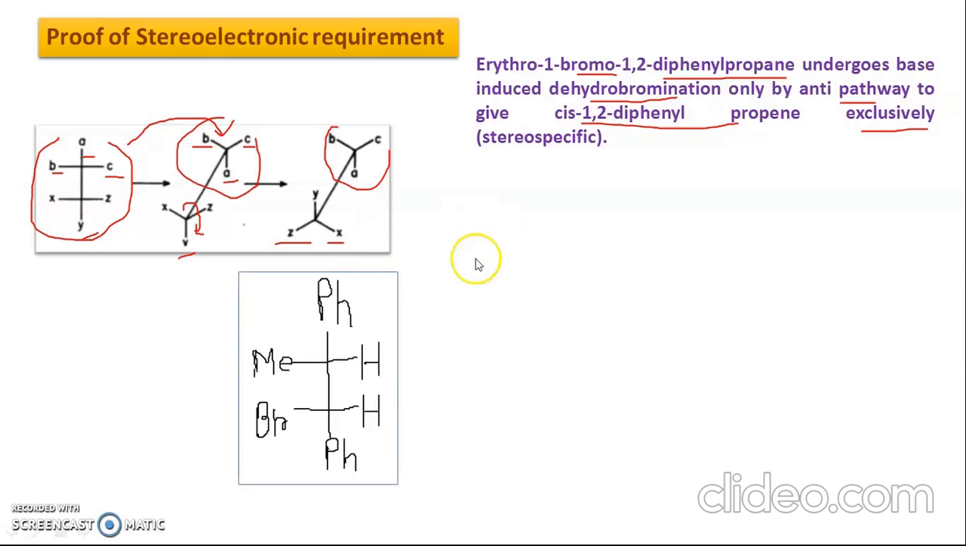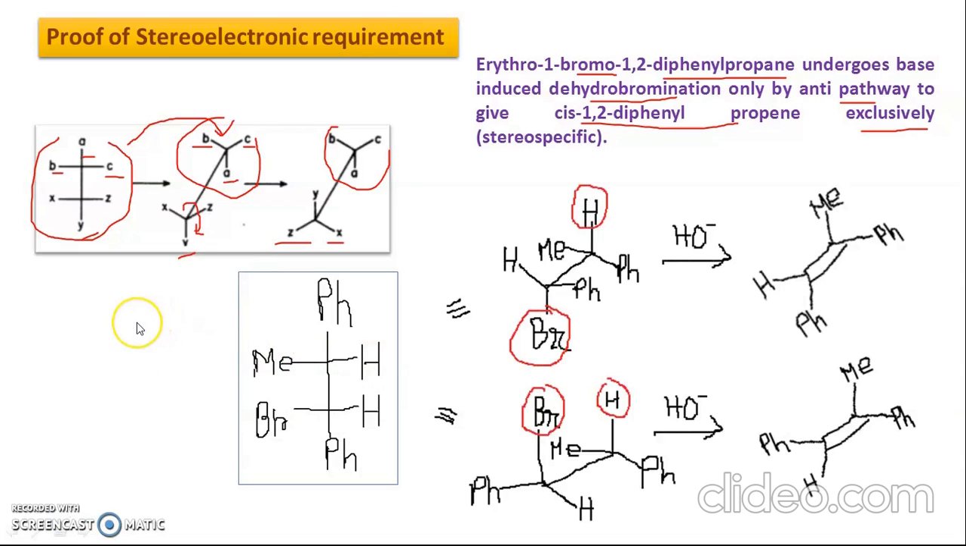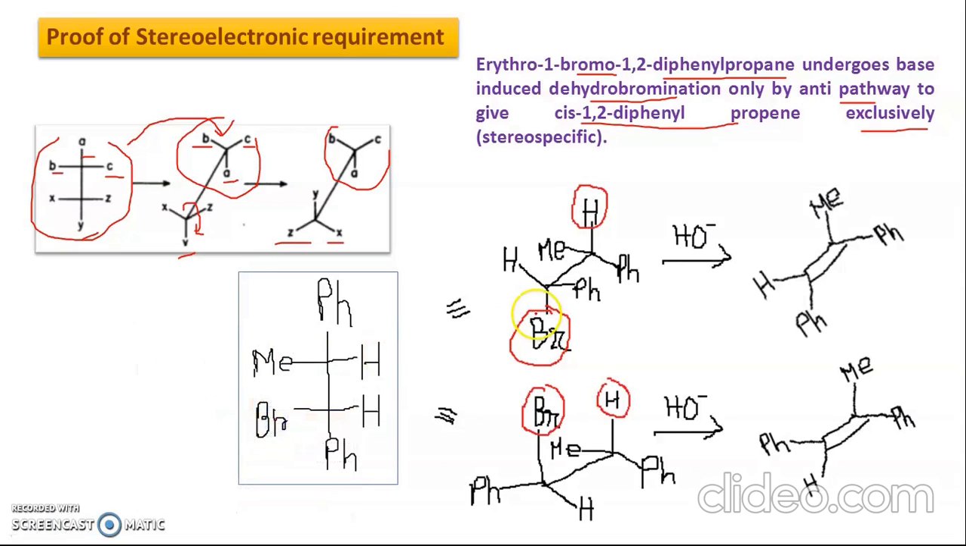So this is the Fischer projection of the molecule mentioned in the question, that is erythro 1-bromo-1,2-diphenylpropane. So now we will see how we can convert it to Sawhorse. When converting it to Sawhorse, you can do two arrangements. See, in the first case, if you look at this portion, it is the same for both arrangements, right? But only this carbon, the arrangement is different.